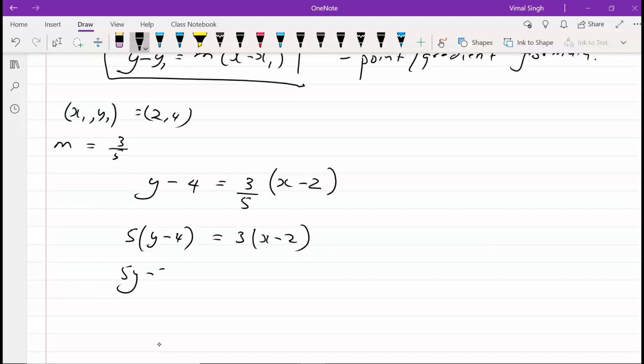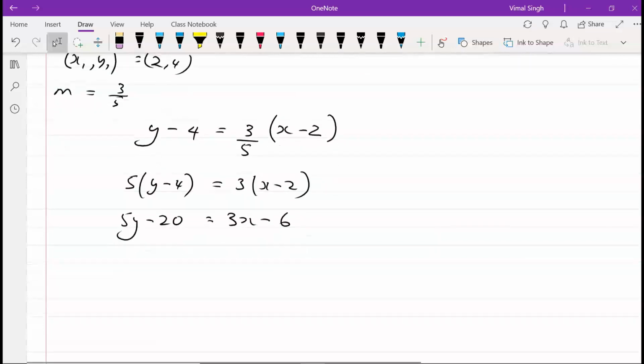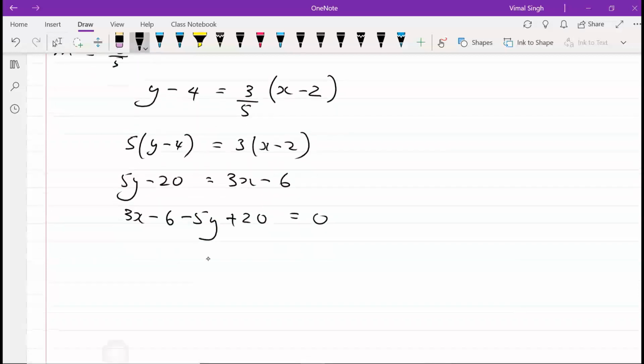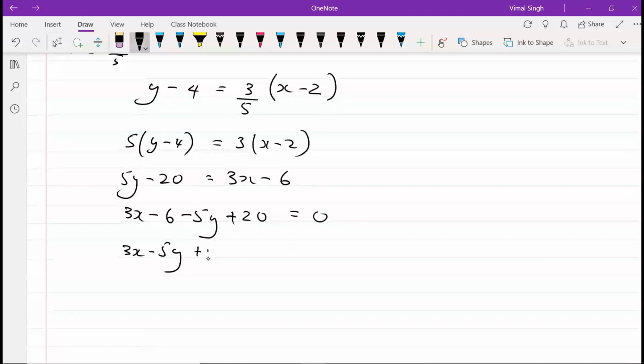What happens now? I expand this, and I'll take 5y and minus 20 to the right hand side and write this as 3x minus 6 minus 5y plus 20 is equal to 0. Now simplifying this, it becomes 3x minus 5y minus 6 plus 20, which is plus 14, is equal to 0. So this equation is the equation of a straight line written in the form ax plus by plus c is equal to 0.